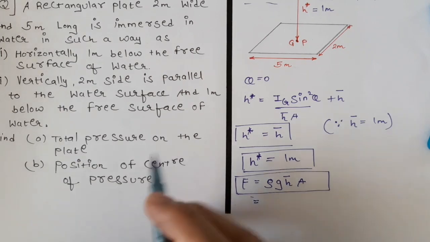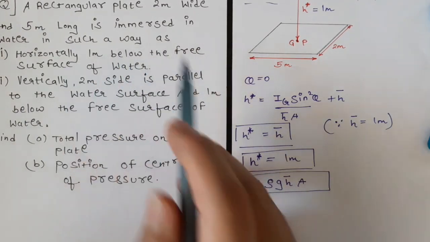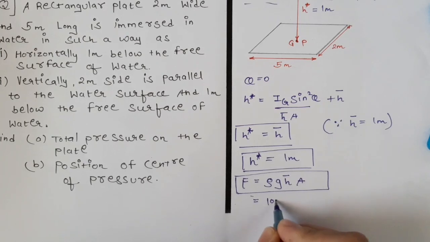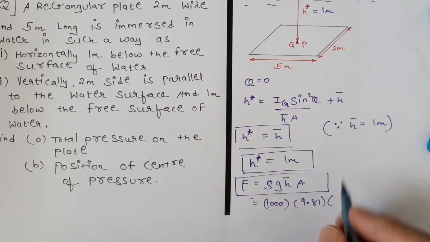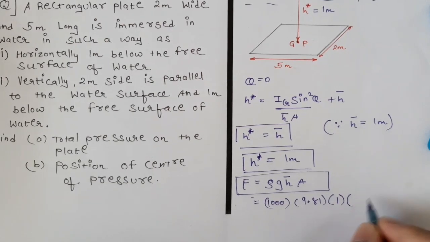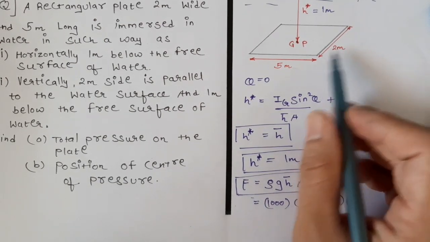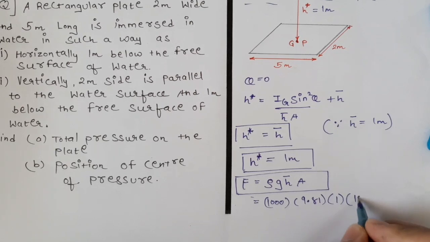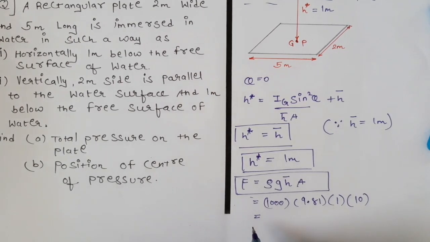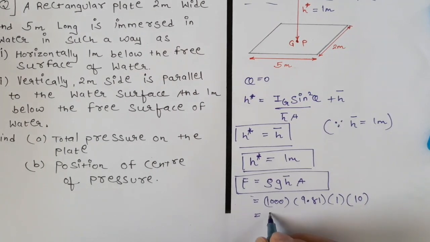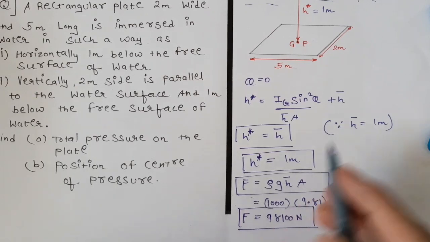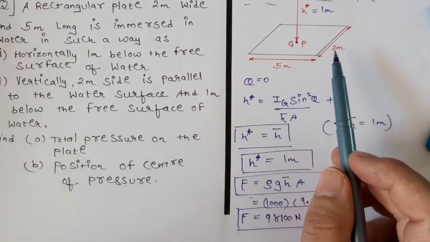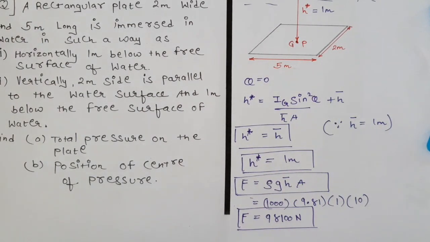Here water is the liquid, so density will be 1000, gravitational acceleration will be 9.81, h bar is given here as 1 meter, and what is the area of this rectangular plate? It will be length into breadth, so 2 into 5 will be 10. If you calculate, you will get 98100 Newton. So this is the total pressure force acting on the plate which is kept horizontally inside the liquid.